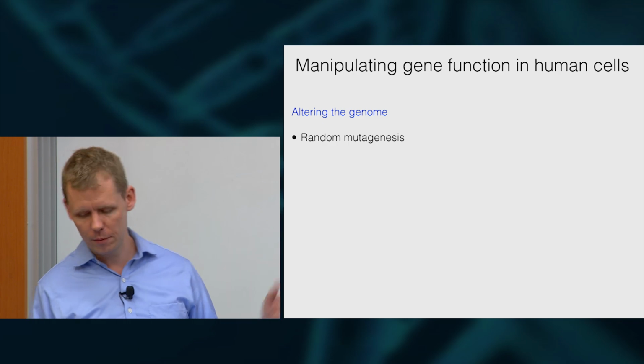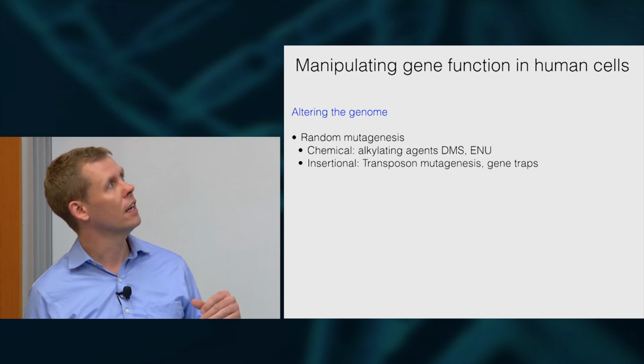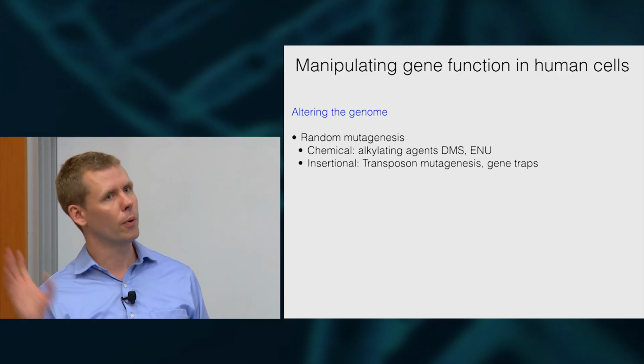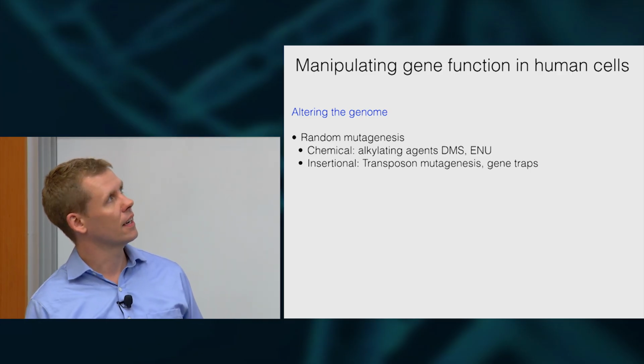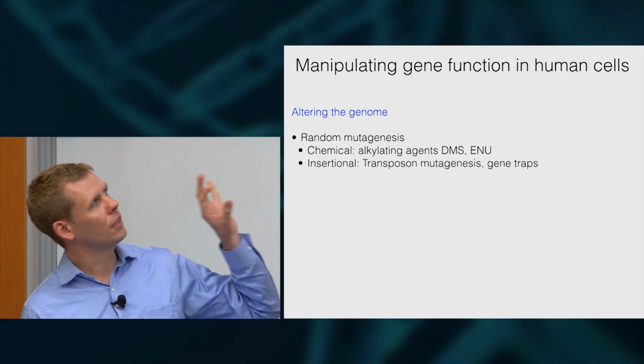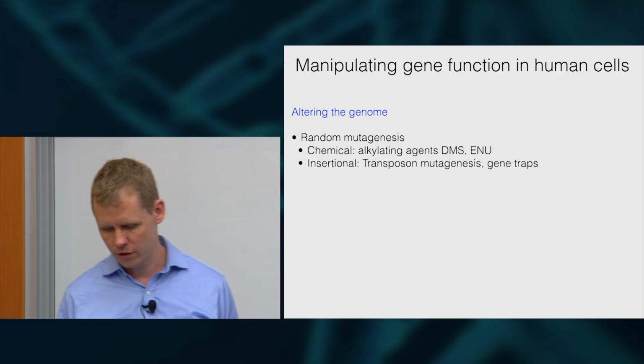So people have used random mutagenesis approaches before, using, for example, chemical mutagens, as well as, I'll talk a little bit more about that, and we had a beautiful poster last night with a really good application of this technology, using insertional transposon mutagenesis to randomly disrupt gene function in the genome.